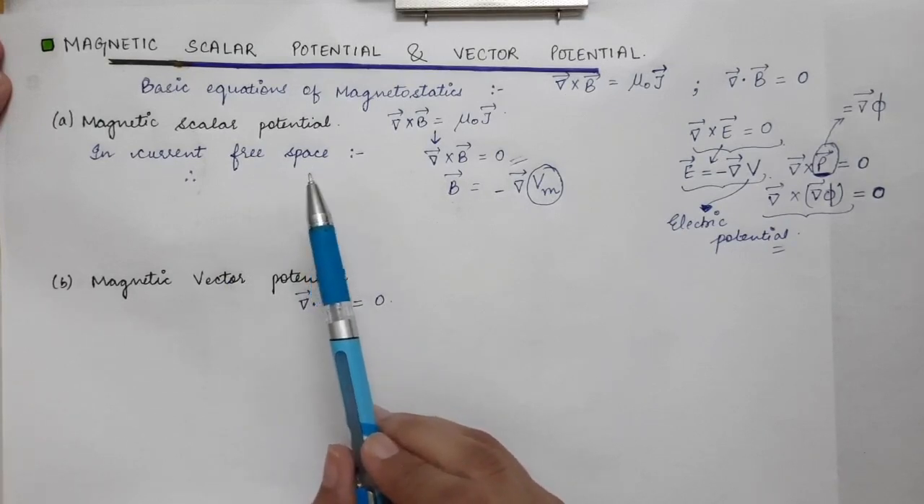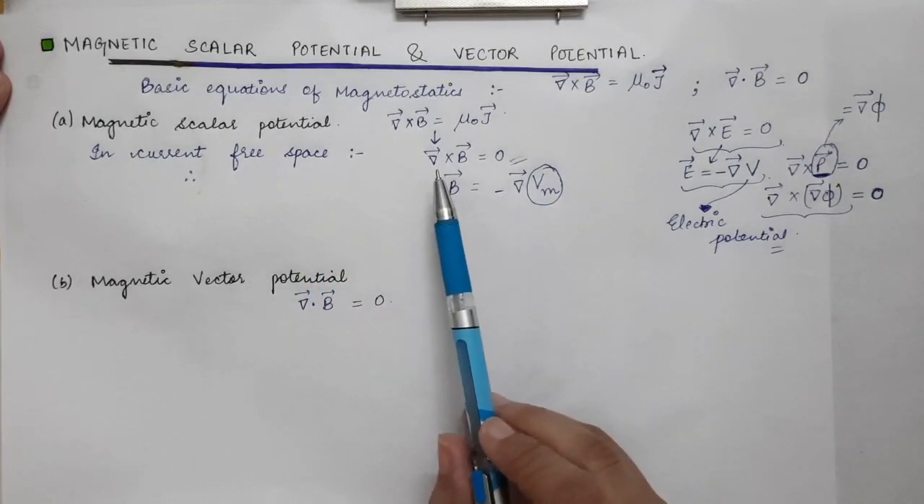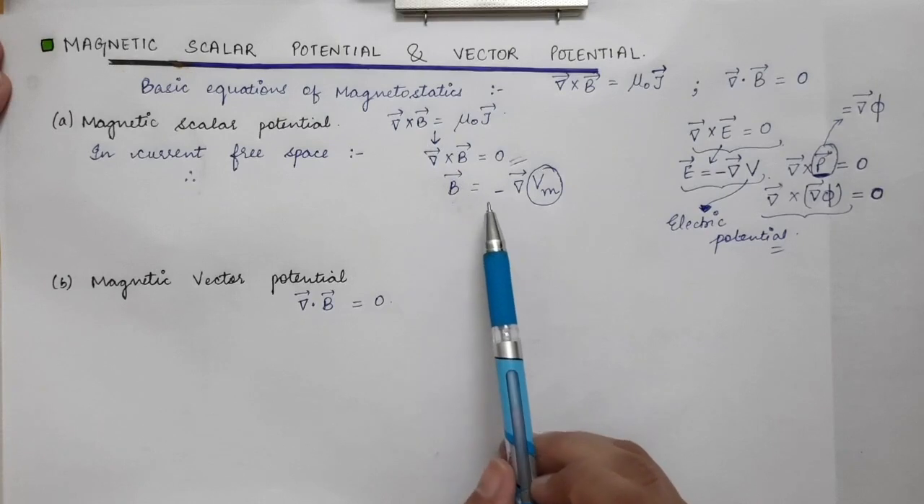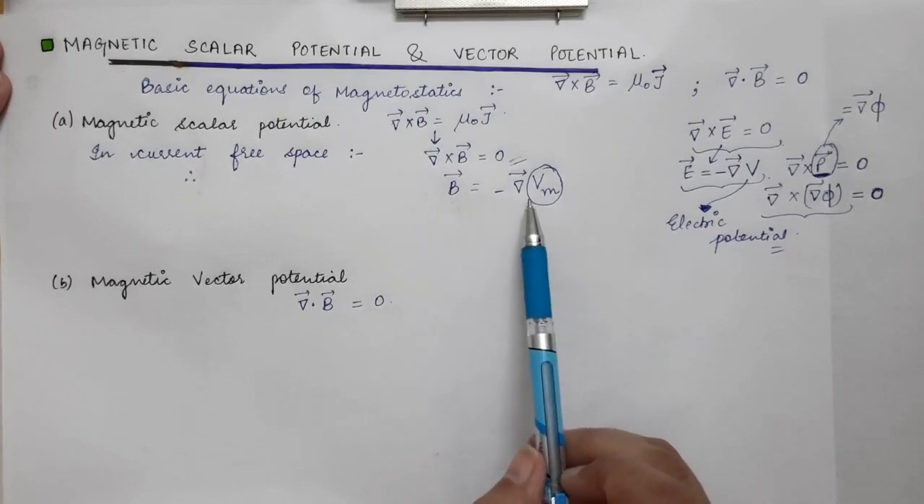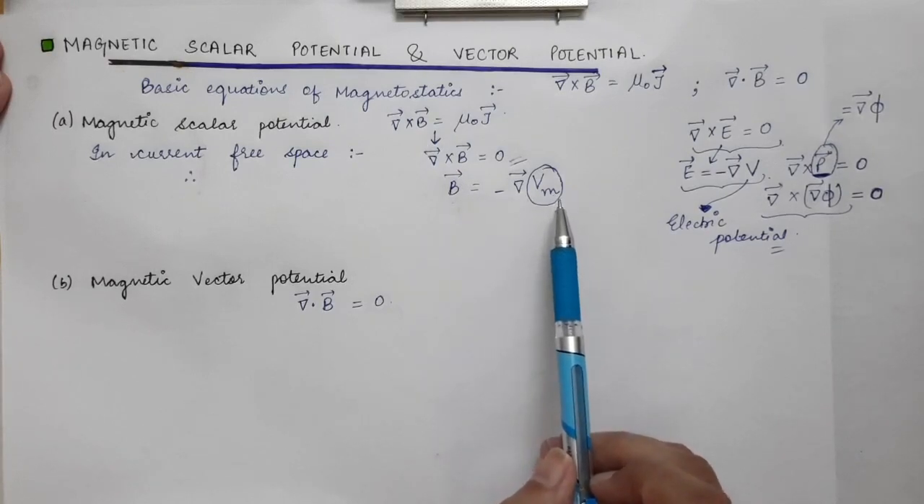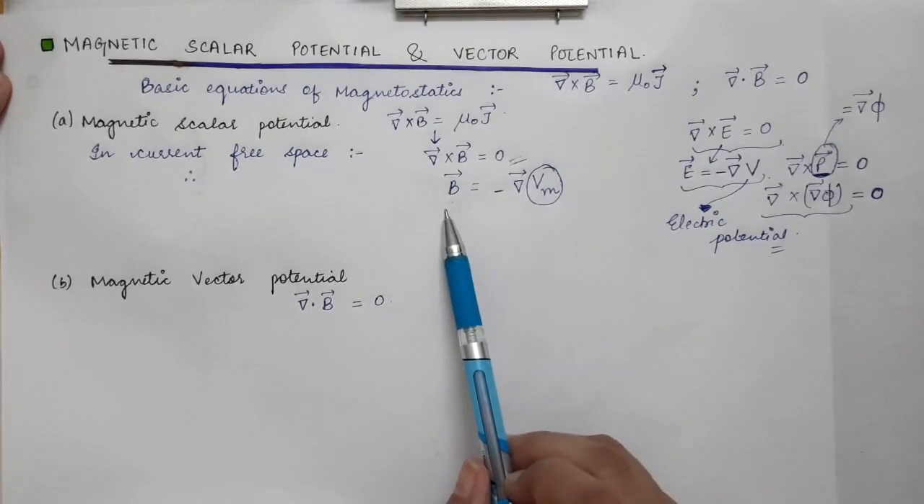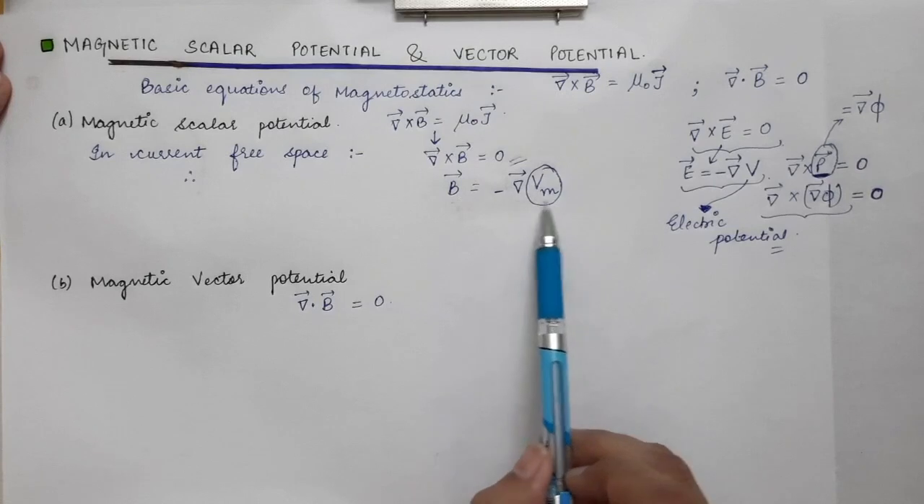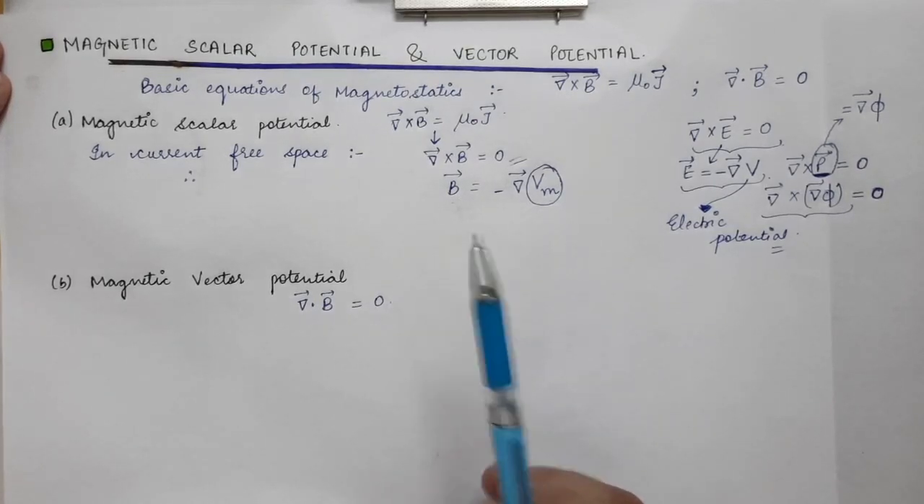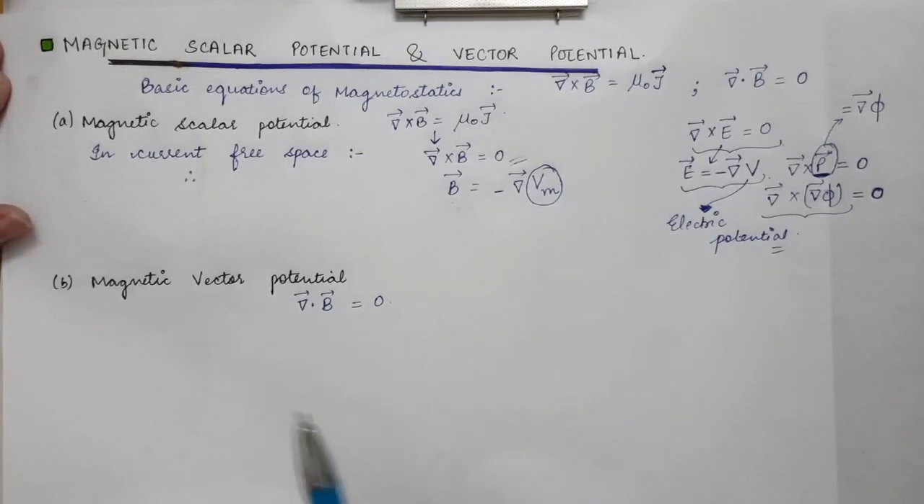So only at points where there is no current, in that case the magnetic field can be expressed as the negative of the gradient of a magnetic scalar potential. But where current exists, at those points we cannot find the magnetic field using this equation. So now we are going to talk about the magnetic vector potential.